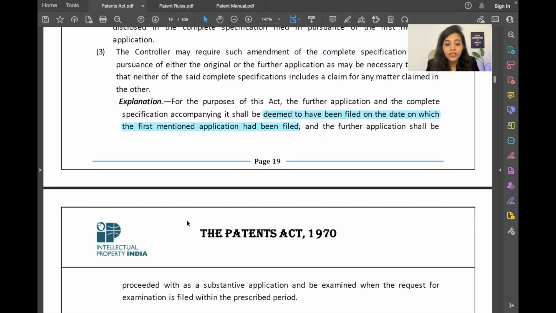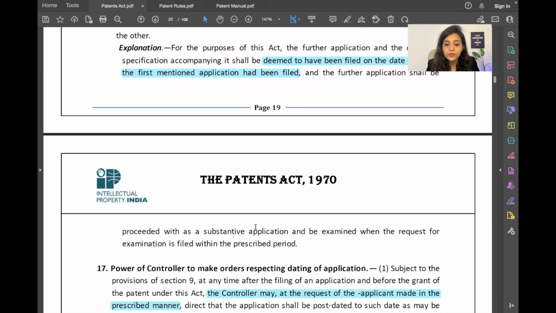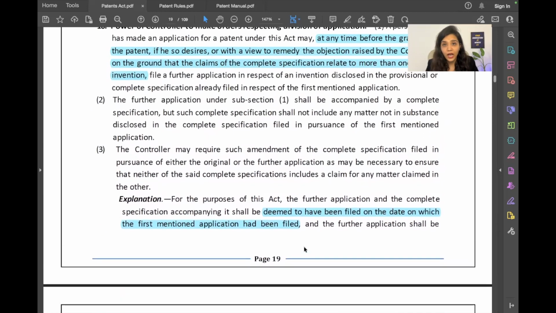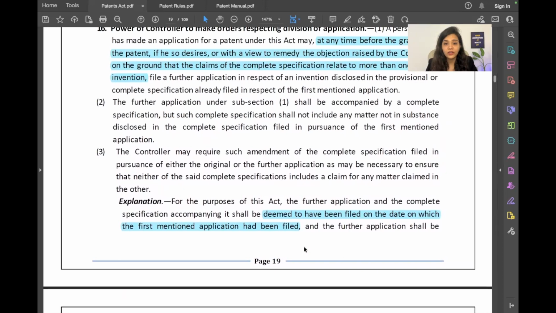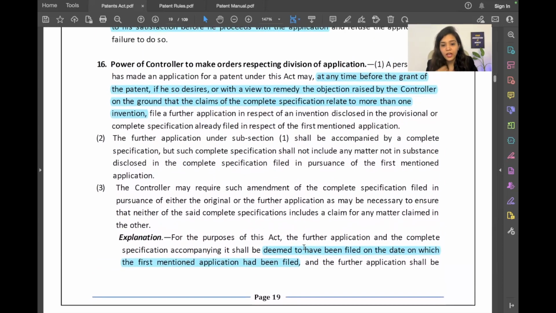And the further application shall be proceeded with as a substantive application and be examined when a request for examination is filed within the prescribed period. So there has to be a request for examination, then only the examination will happen. But because we are claiming the priority date from the first mentioned application, it is called anti-dating.